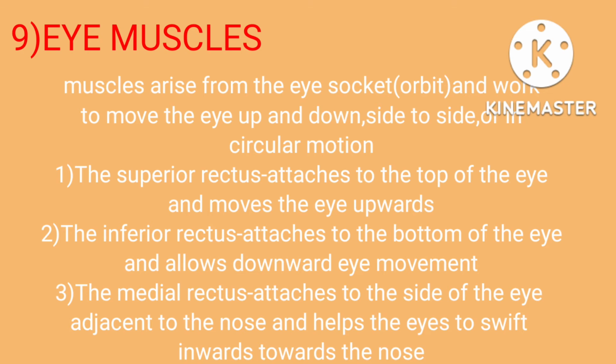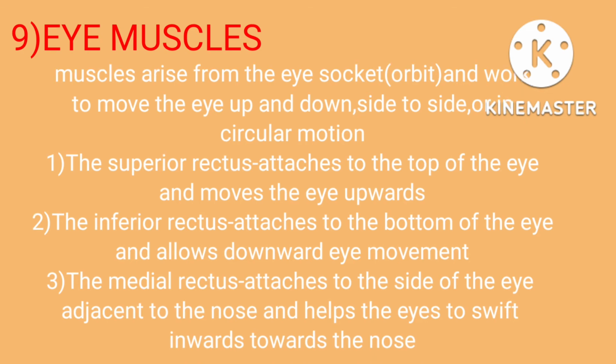Number 9. Eye muscles. Muscles arise from the eye socket, orbit, and work to move the eye up and down, side to side, or in circular motion. Number 1. The superior rectus attaches to the top of the eye and moves the eye upwards. Number 2. The inferior rectus attaches to the bottom of the eye and allows downward eye movement.